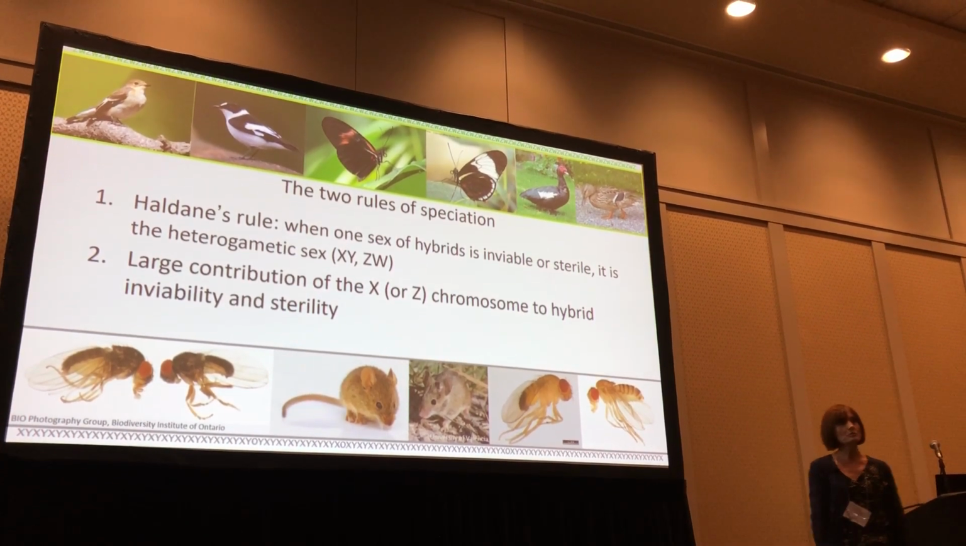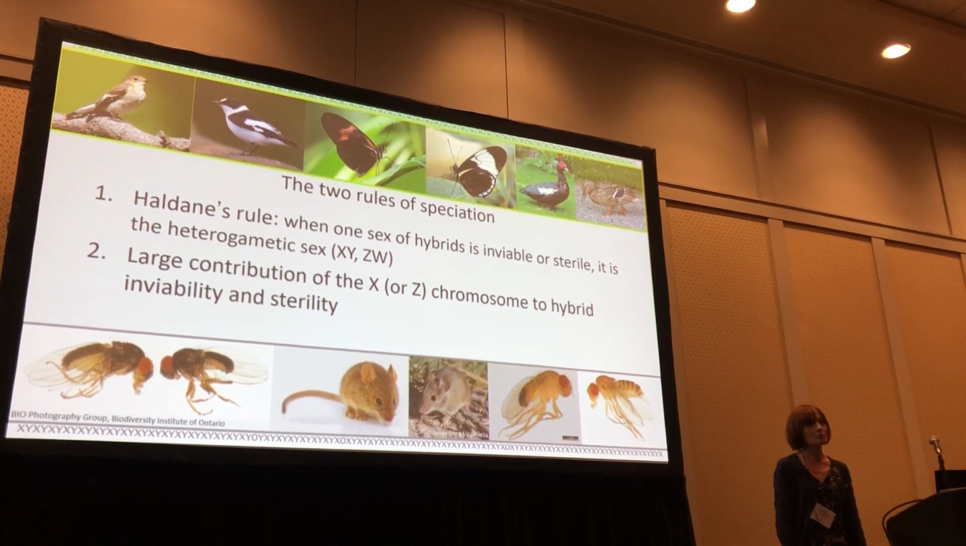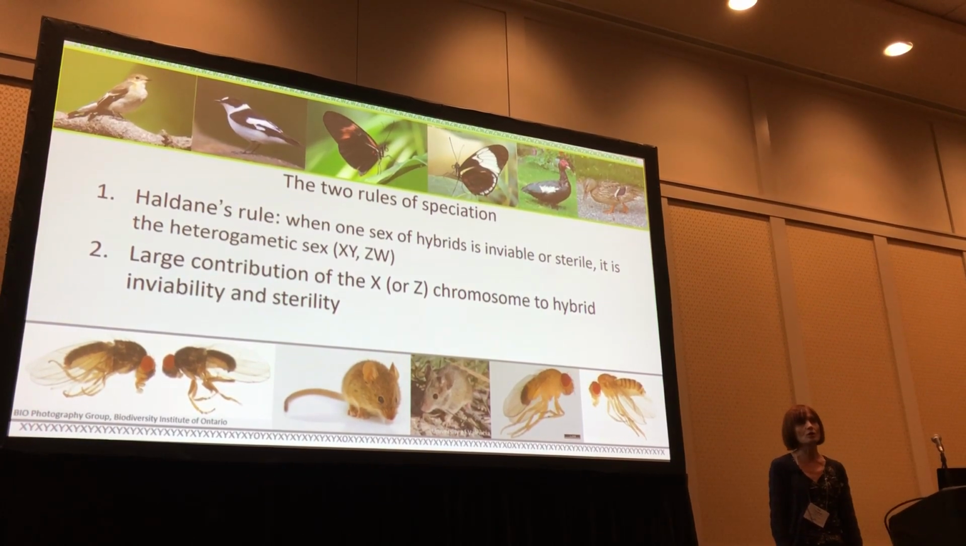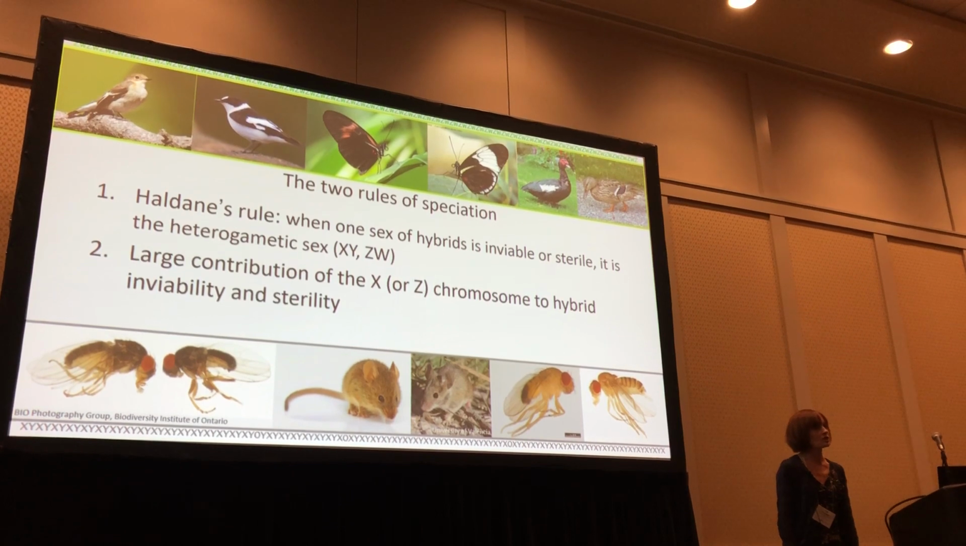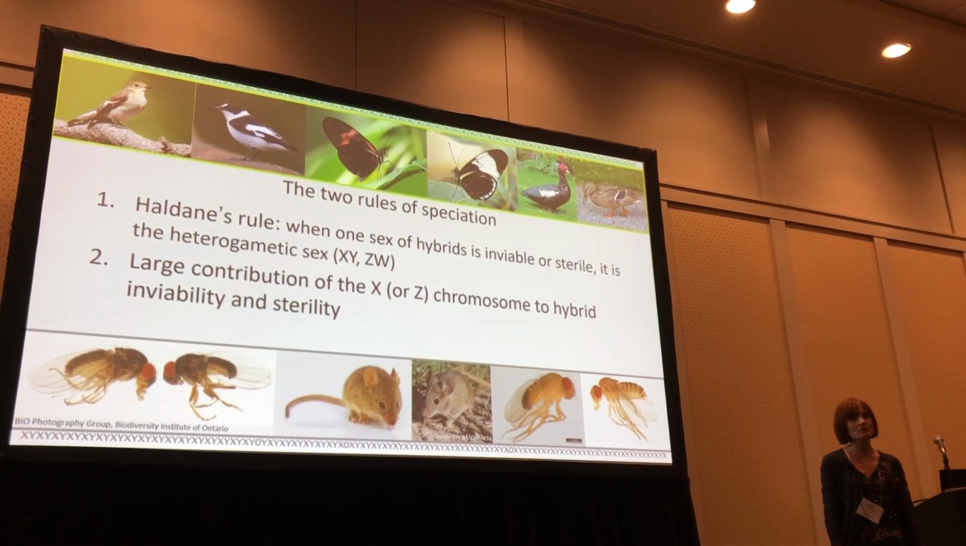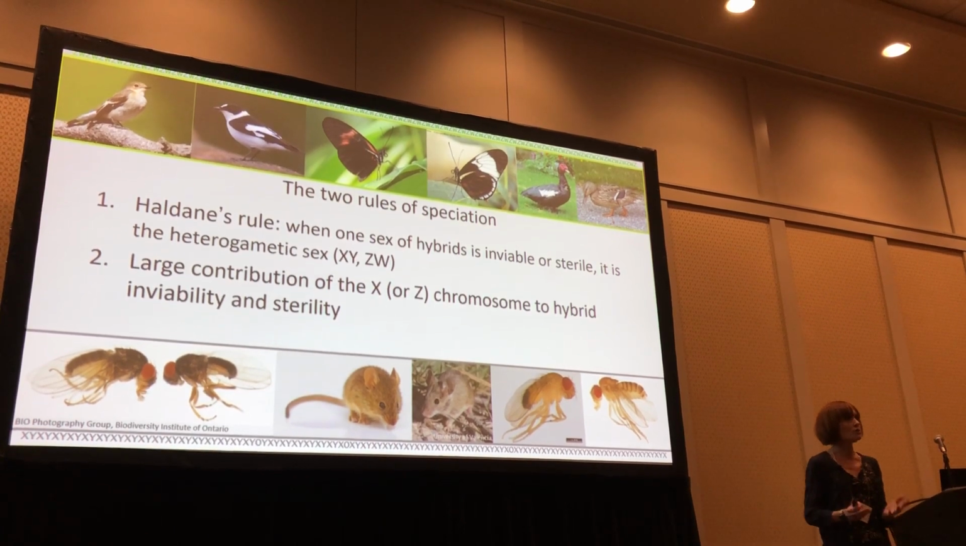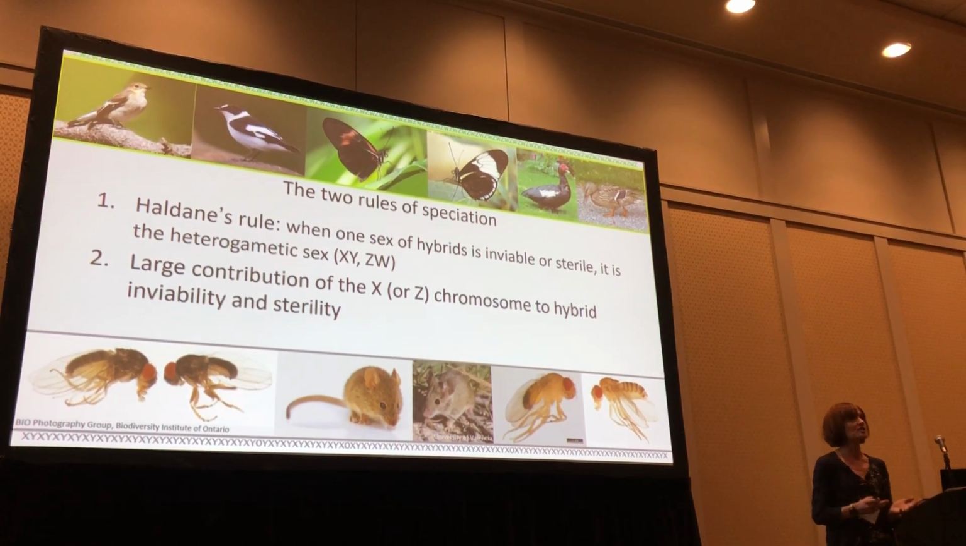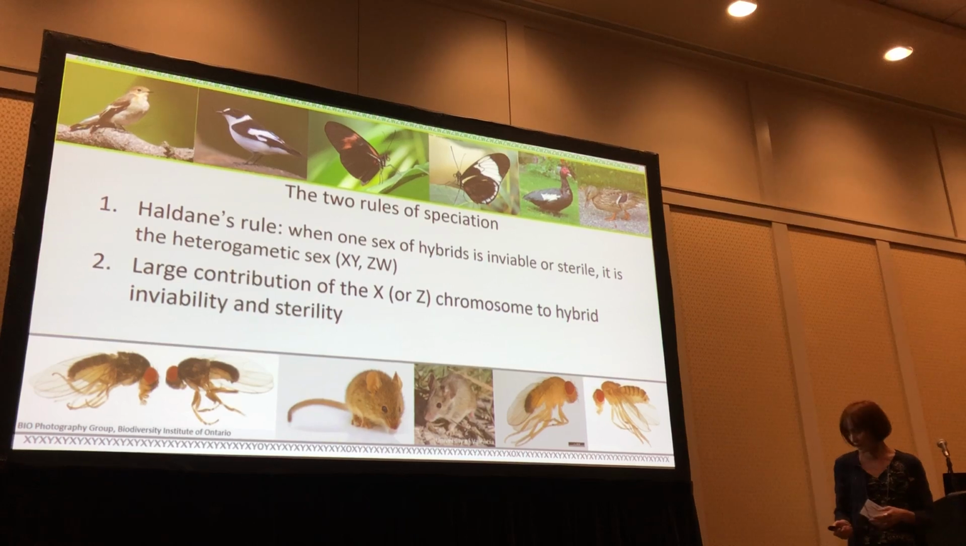So there are a number of explanations for this large X effect, but the one that's most broadly applicable is that in the heterogametic sex, alleles on the X chromosome that act as recessive incompatibilities are always going to be exposed, whereas they're masked in the homogametic sex.